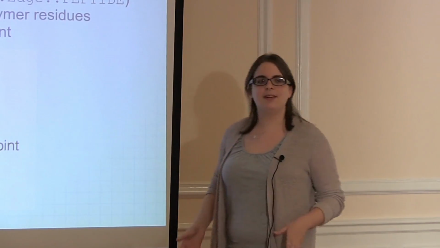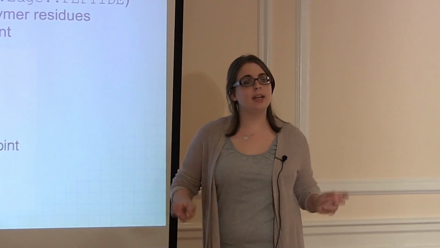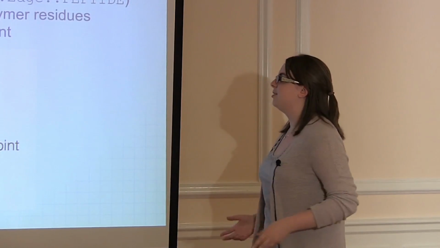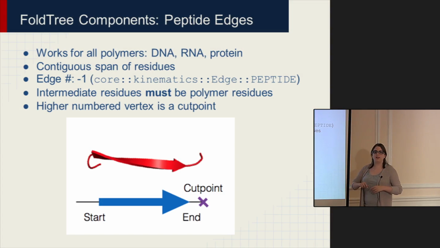But just going back to finish up peptide edges. They're describing just a continuous span of residues, and then you have this thing called a cut point, which is always the higher numbered end of a particular vertex. So for example here, if your entire structure is like one beta strand, your peptide edge would be from the beginning to the end.